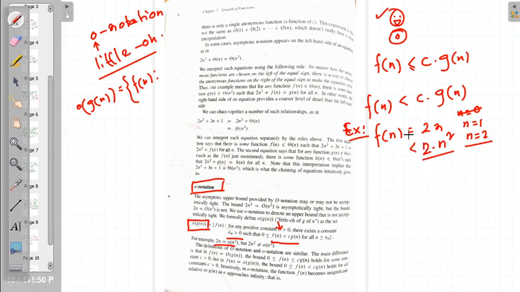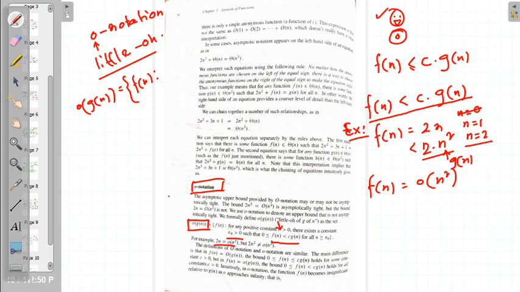So whenever this condition is satisfied, we are telling that this f(n) is small o of g(n), that is n square. This is our g(n), small o of n square, right?